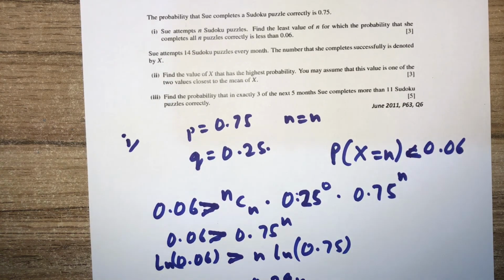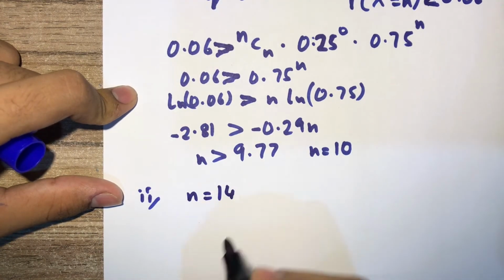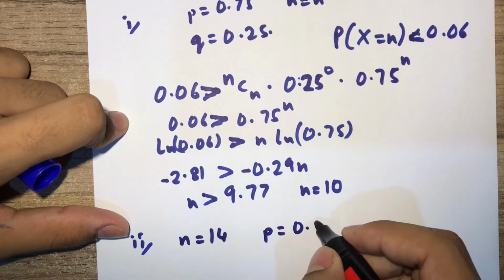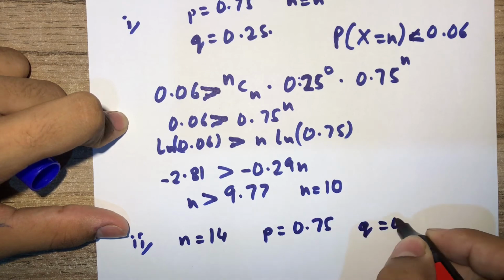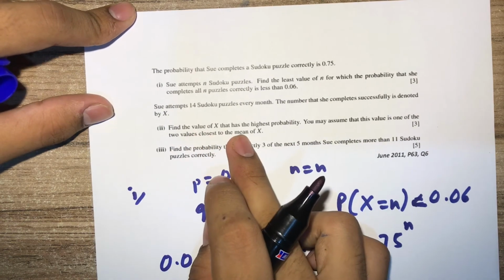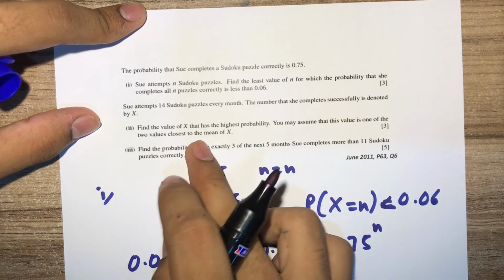they're saying Sue attempts 14 Sudoku puzzles every month. The number that she completes successfully is denoted by x. Find the value of x that has the highest probability. You may assume this value is one of the two closest values to the mean of x. Right, so now she is attempting 14 Sudoku puzzles. And again, p equals 0.75 and q equals 0.25. So they're saying that we have to find the value of x that has the highest probability, and that this value is one of the two values close to the mean.